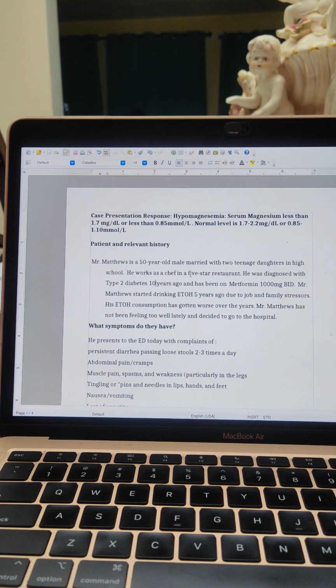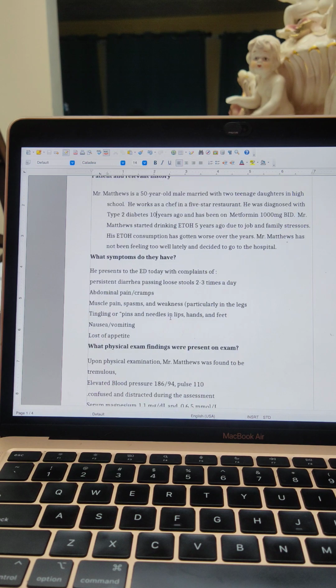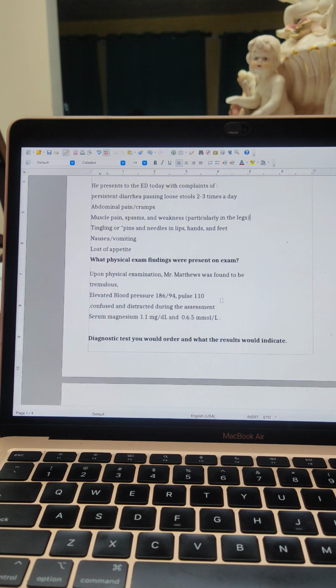In the ER, he presents with complaints of persistent diarrhea, passing loose stools 2 to 3 times a day, abdominal pain and cramps, muscle pain, muscle spasms, and weakness, particularly in the legs. He was also experiencing tingling or pins and needles in the lips, hands, and feet as well. Nausea and vomiting and loss of appetite also.